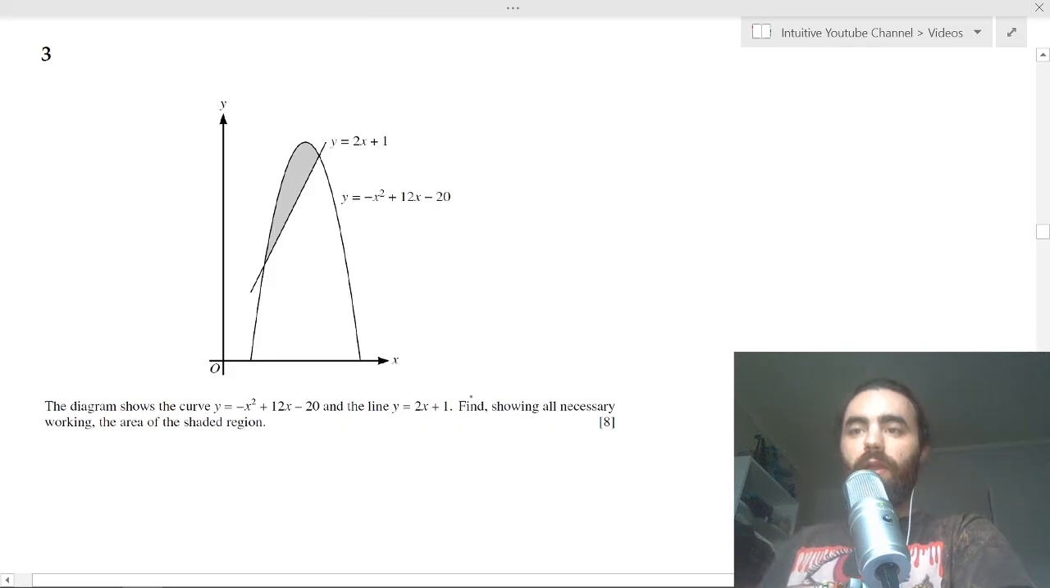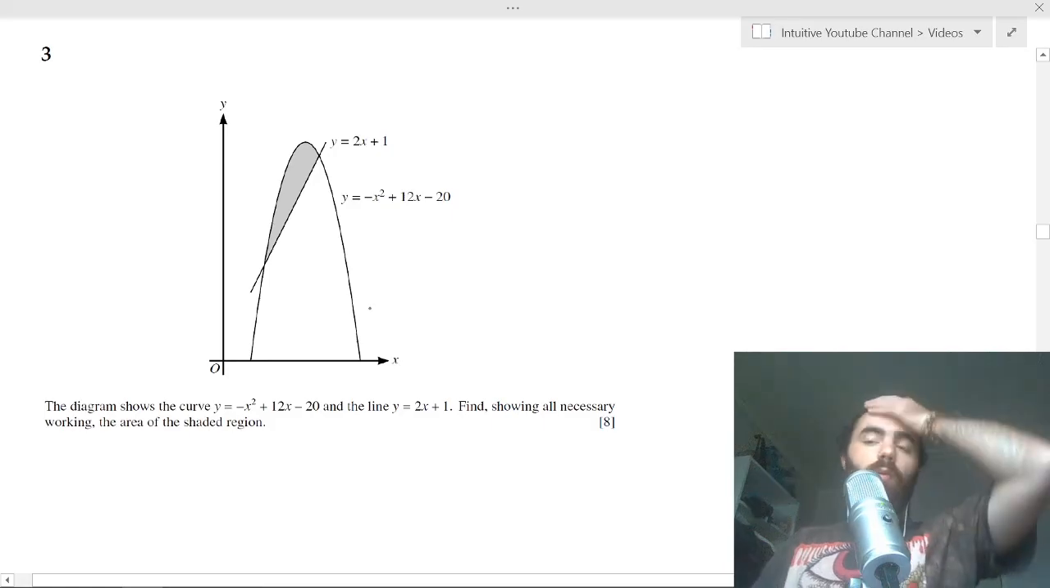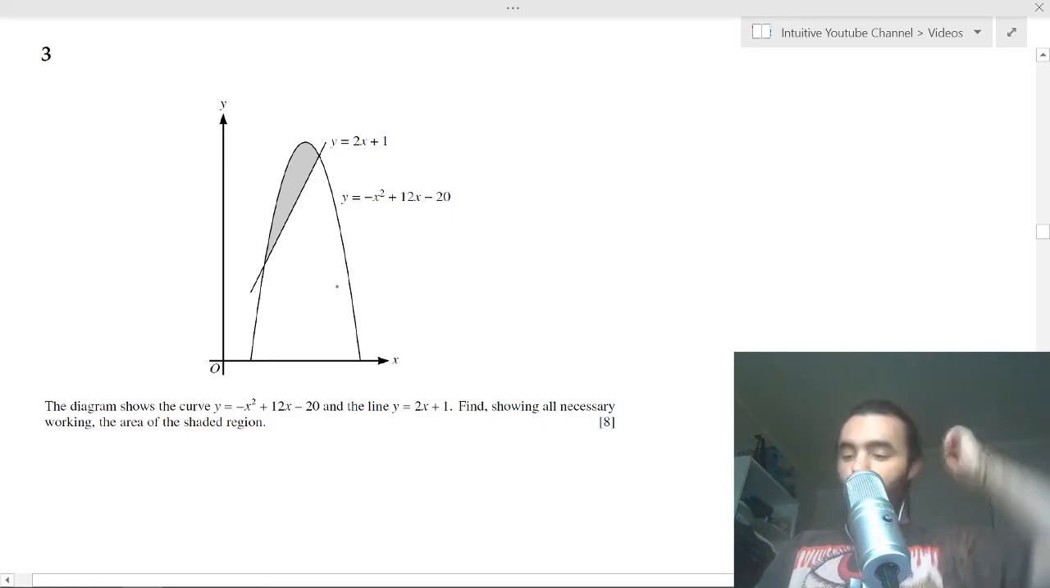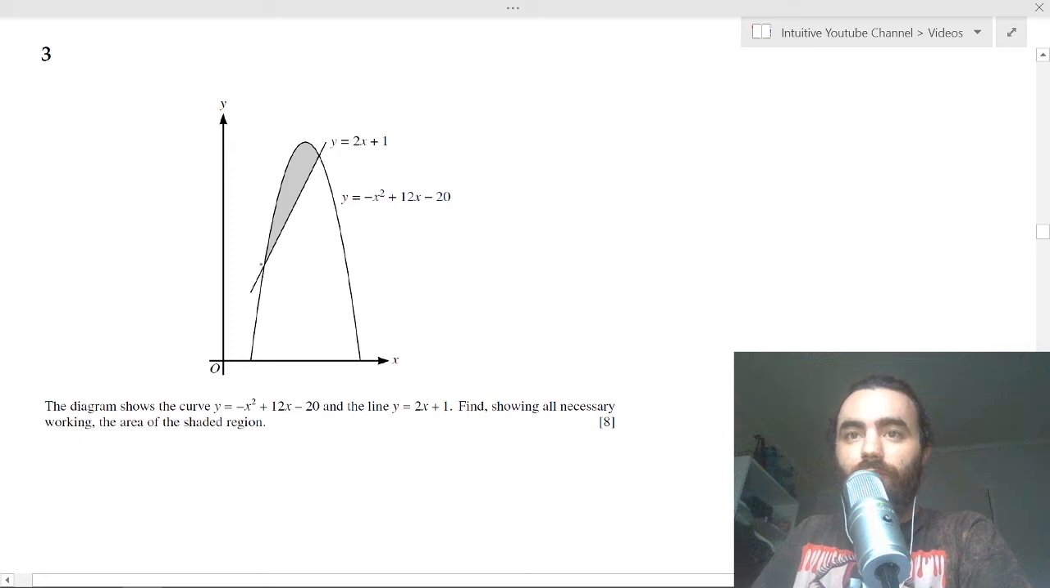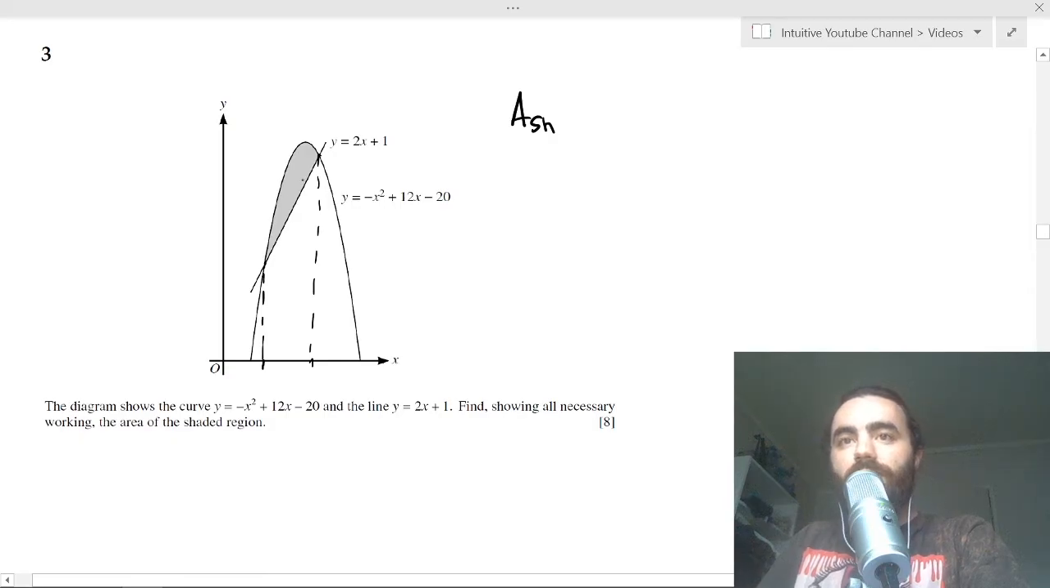Okay, and let's do another one where we calculate the area. So here we have a diagram showing a line and a curve, and we want to find the shaded area. Well, in order to do that, the first thing that we have to do is find the limits of this, because we know that the shaded area, we call it AS, is going to be the area under this curve between this x value and this x value, minus the area under this line between this x value and this x value. So we can say the shaded region is the area under this curve, we could call it AC, minus the area under this line.